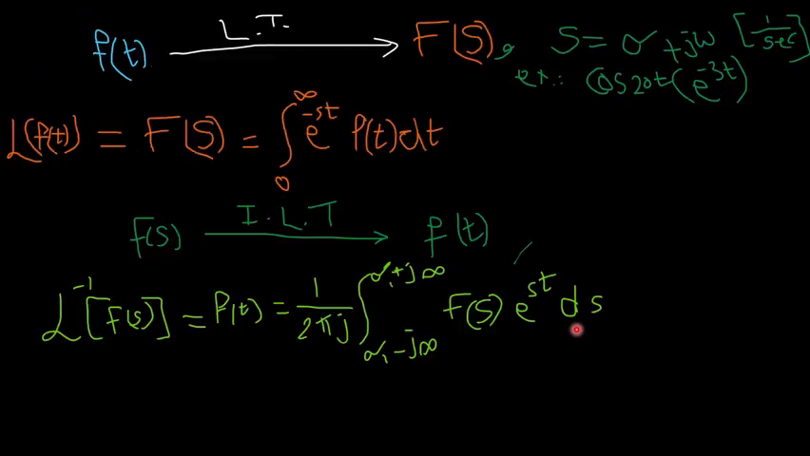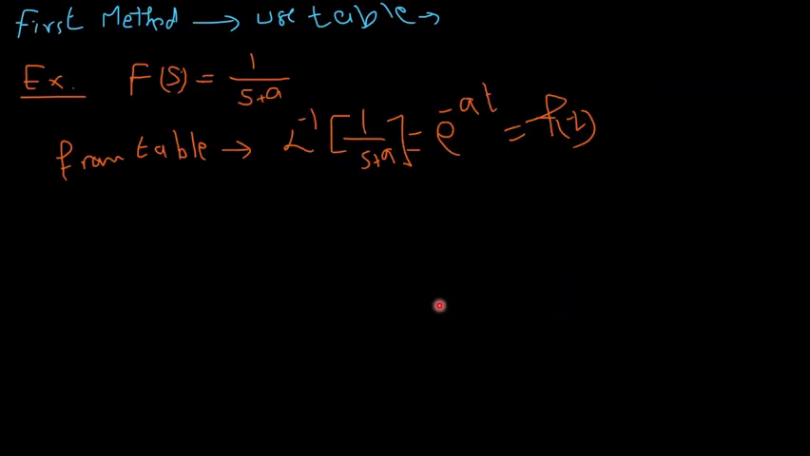Performing the integration can be overwhelming. There are tables that define the pairs between f of t and F of s. So to find the inverse Laplace transform for any function, the first strategy is to check the table. For example, if we have F of s equals 1 over s plus a, check the table first. If it is there, you will find the f of t listed in the table.